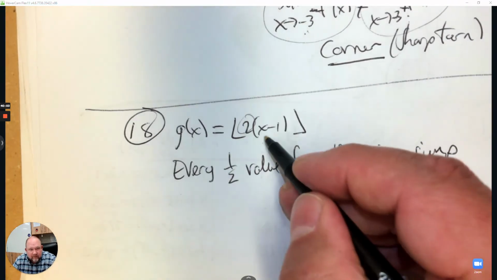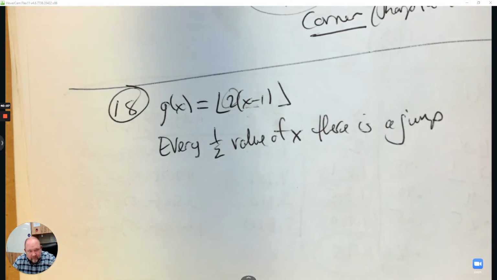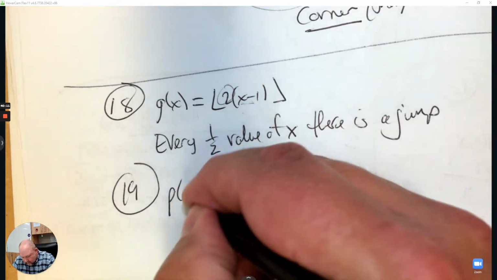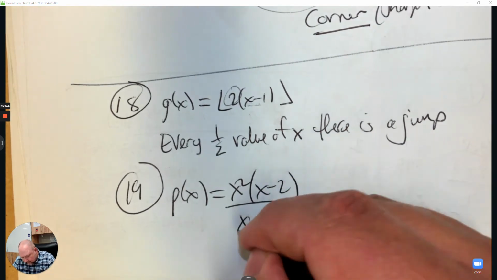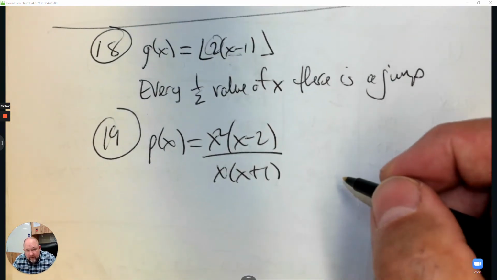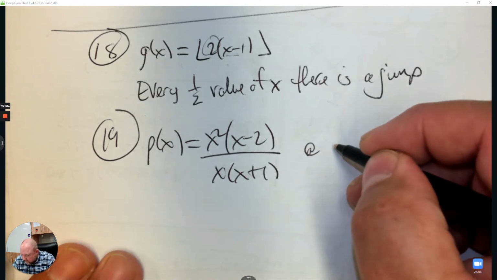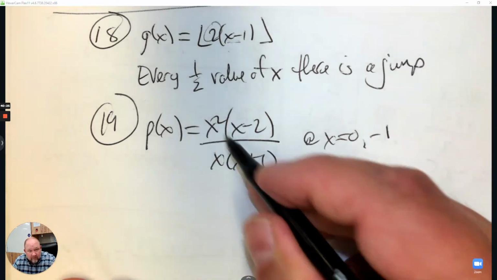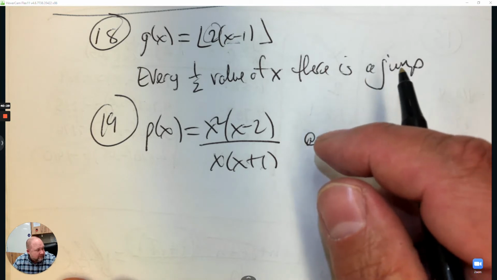So because of this, every half creates an integer answer. So every half value of x, there's a jump. The derivative doesn't exist where it's undefined. So at x equals 0 and -1, whether it's a hole or an asymptote, it does not exist at either one because it doesn't exist at a discontinuity.